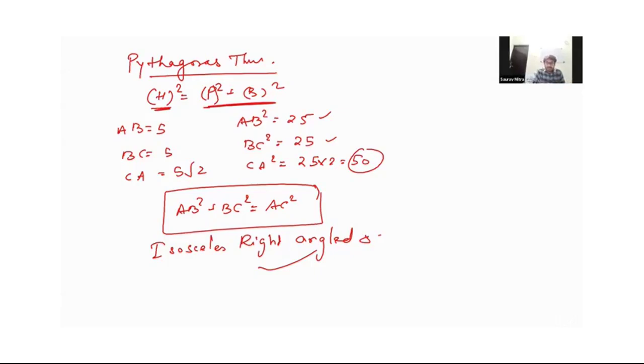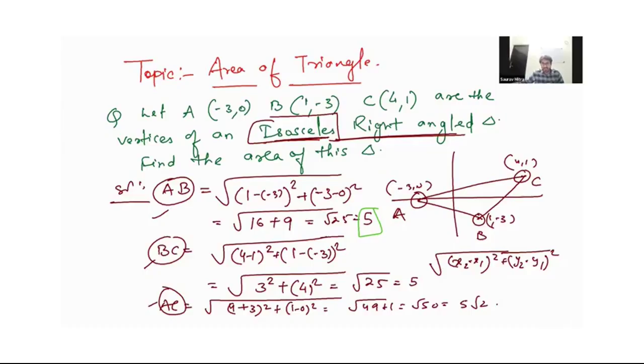Okay, so now we will calculate the area of the given triangle. Area means half base into height. So we have to calculate its area. This is your hypotenuse side, so the rest of the two sides are this. This is your base and this is your perpendicular.